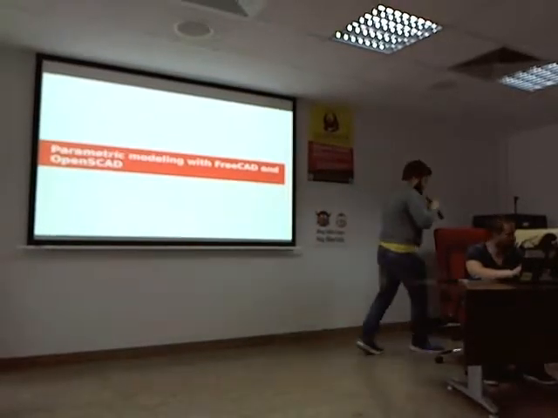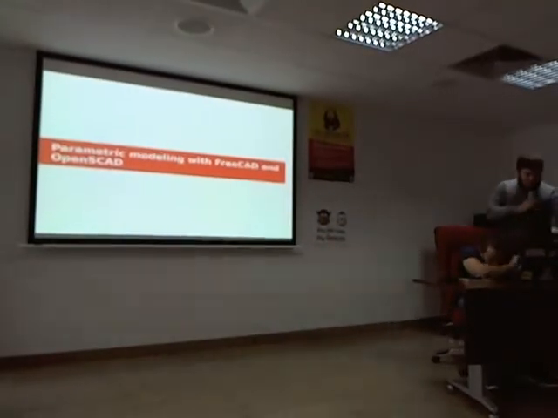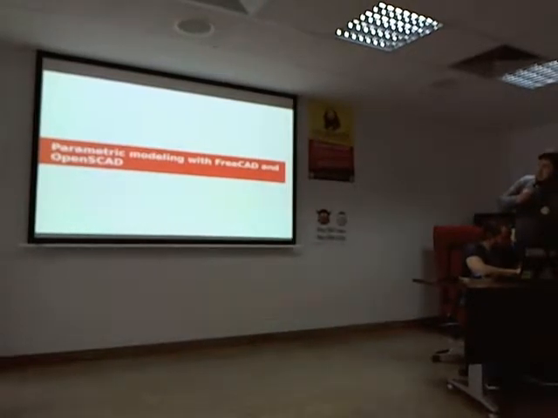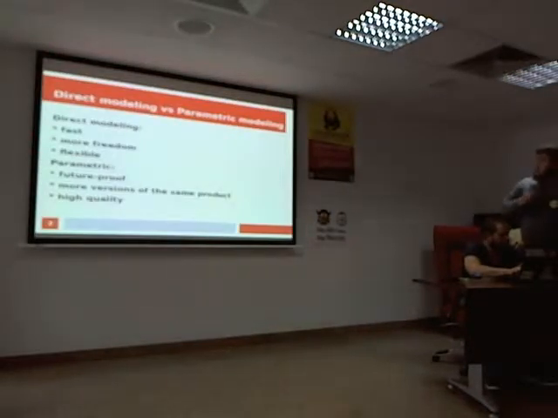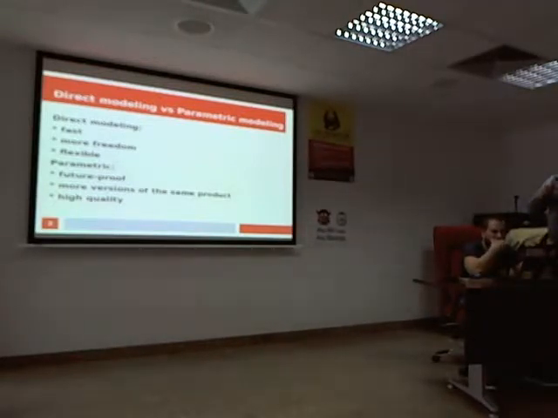So, I used to build the stuff using Blender, and recently I discovered FreeCAD and OpenSCAD, which you can do the same thing with. I mean, with FreeCAD at least, you can do direct modeling where you just extrude shapes. But you can also use parameters to future-proof your works. Direct modeling with the extrusion and the usual stuff, it's fast, it allows more freedom, but it's also messy. It gets messy quick. Parametric modeling is higher quality.